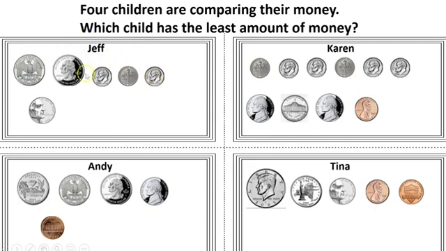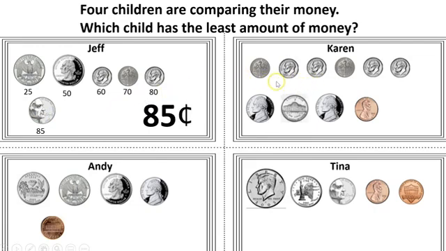Let's start with Jeff. The coins are already organized for us. They start with those quarters. So I'm going to start with 25 because a quarter is worth 25 cents. 25, 50. Now I'm going to skip count by tens because I have dimes. 60, 70, 80. And the nickel is worth 5 cents. So I add another 5, 85 cents for Jeff.